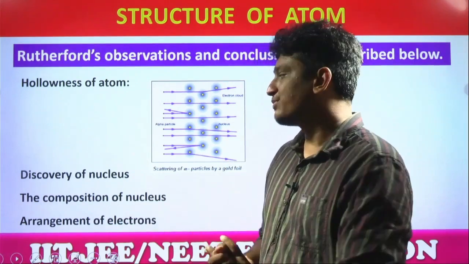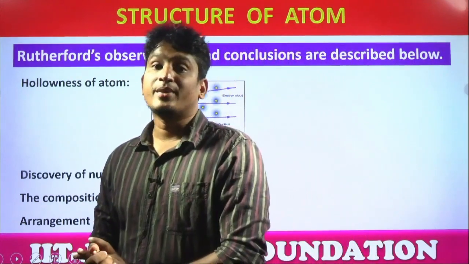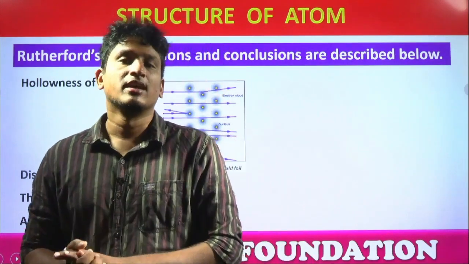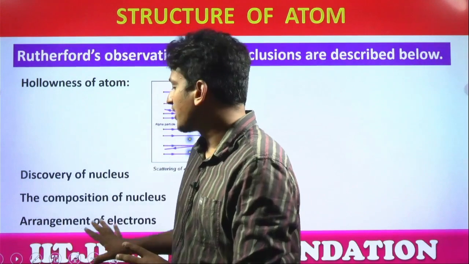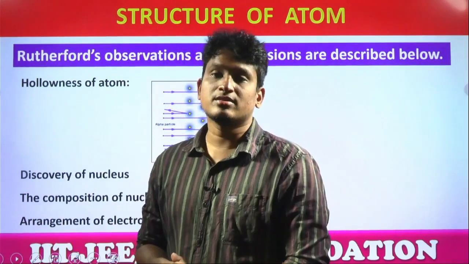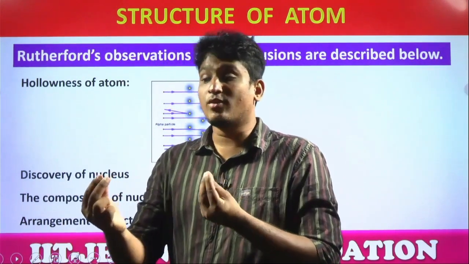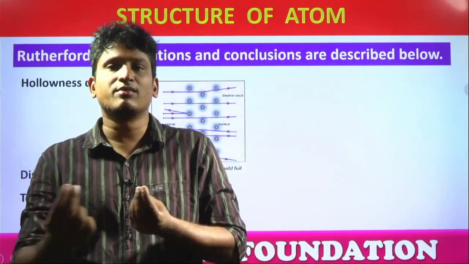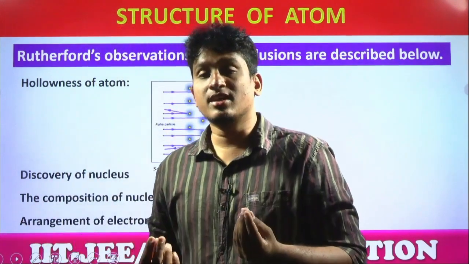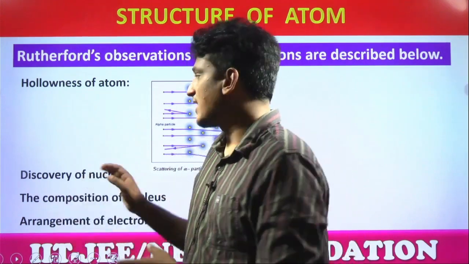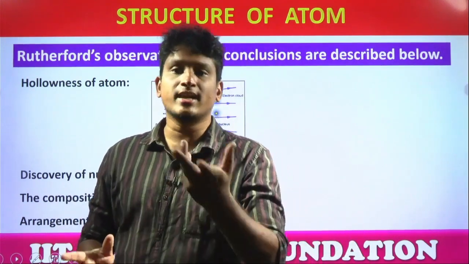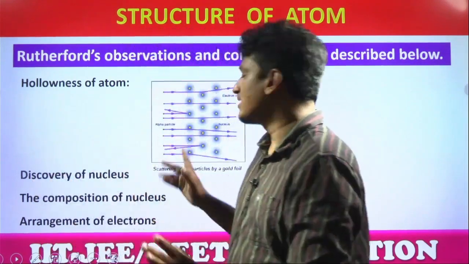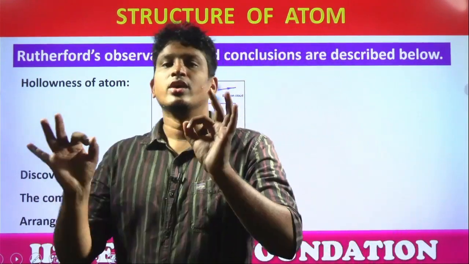Next, arrangement of electrons. In addition to the nucleus, protons and neutrons concept, Rutherford, while giving his model of atom, also explained about electrons. He said electrons are revolving around the nucleus, like how the planet Earth is revolving around the sun. That's why this model of atom is also called the planetary model or solar model of atom. Ultimately, this is the model of atom according to Rutherford.